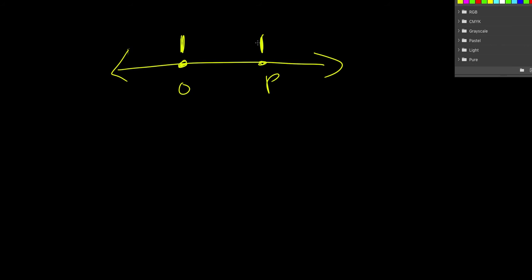Hey math kids, today we're going to talk about displacement, and just a quick conceptual note. Displacement is just how much distance we cover. And so if we're going from O to P, displacement is the difference between these 2 points, or the amount of length that we travel. Okay?